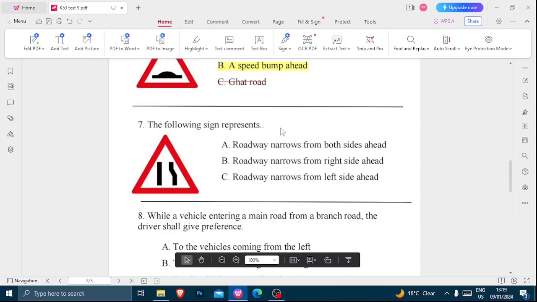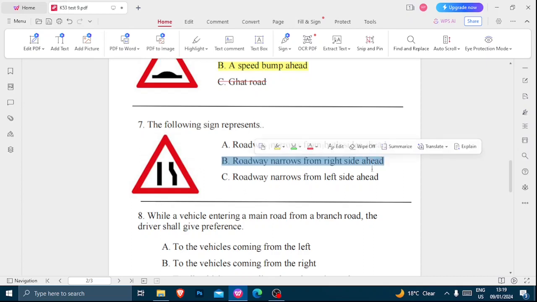The following sign represents, is it a roadway narrows from both sides ahead? Is it a roadway narrows from the right ahead, or roadway narrows from the left side ahead? Now looking at this, we can see that the roadway narrows from the right side ahead, so this one is our correct answer.